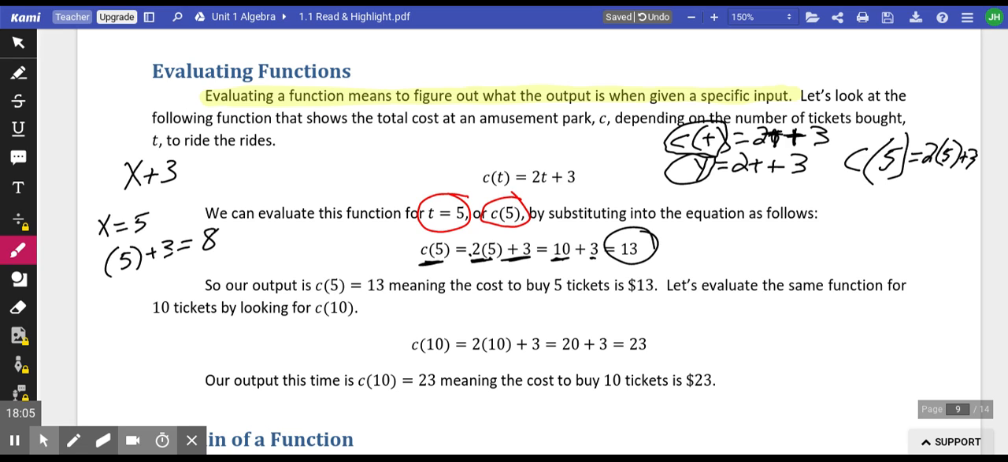So let's evaluate the same function for 10 tickets. Notice how they put this 10 in. So we're going to do the function with an input of 10. So 2 times 10 is 20, plus 3 is 23.